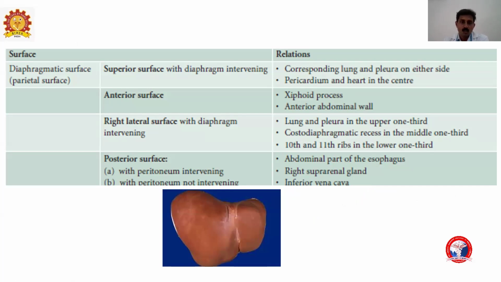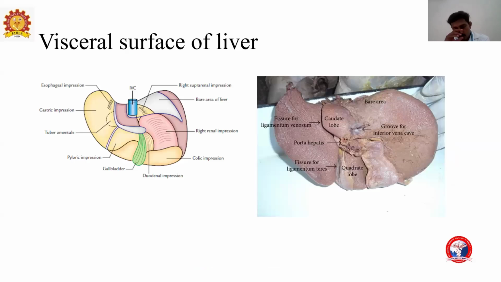On the posterior surface, we have without peritoneal intervening, and with peritoneal intervening, the abdominal part of esophagus, right suprarenal gland, and inferior vena cava. Okay. So we have seen the relationship of the structures on the anterior surface. We don't need to know about the visceral surface of the liver. This part of the liver is the concave structure, which is called the visceral surface.